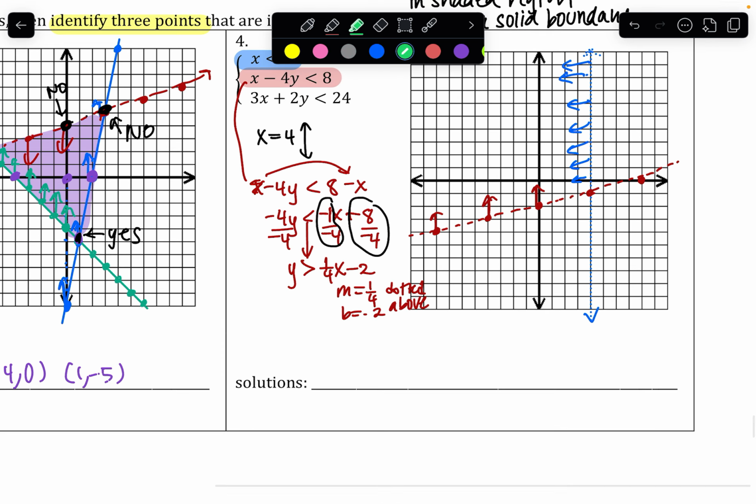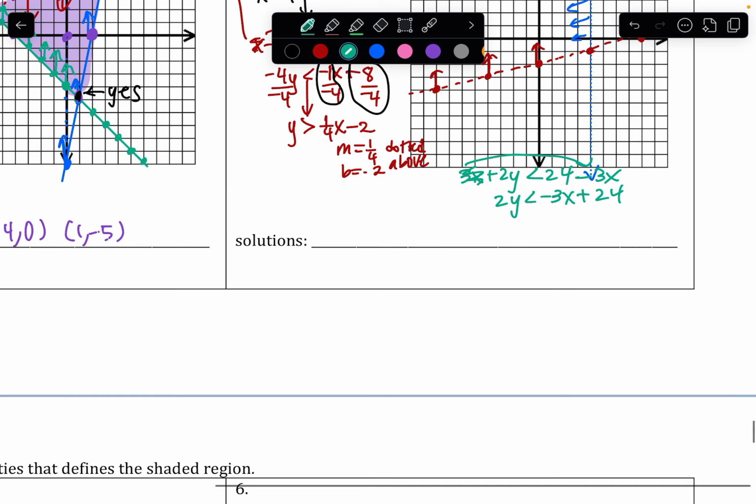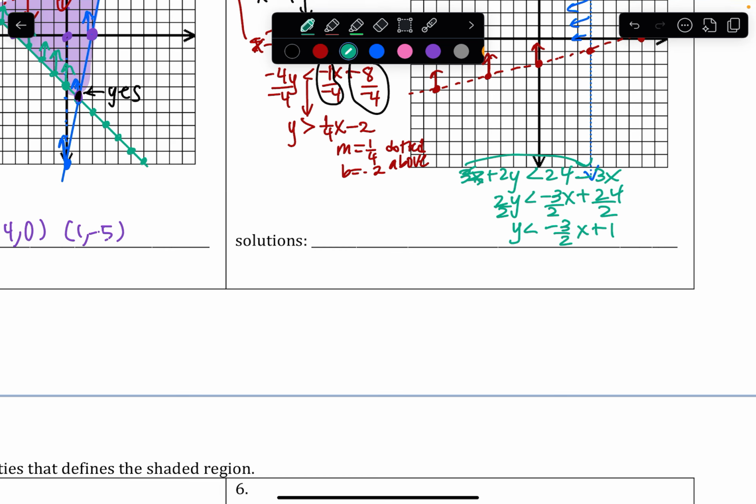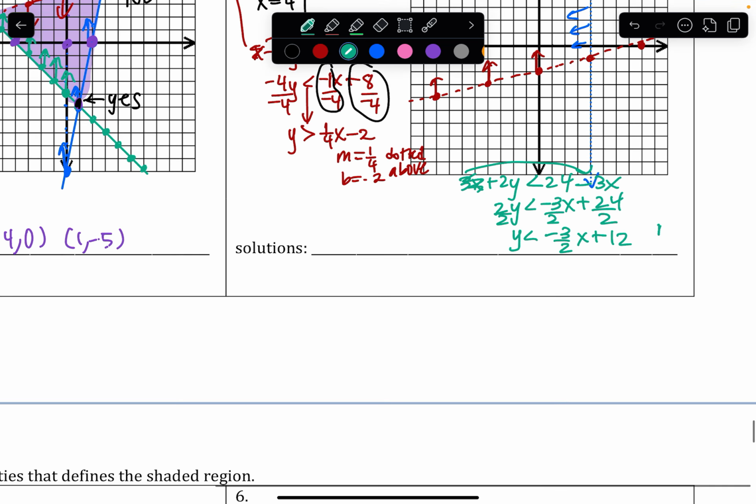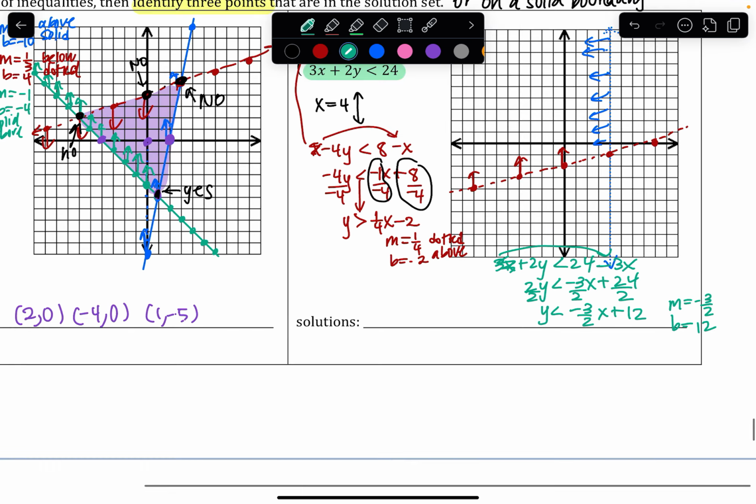And then for the last one, we have 3x plus 2y is less than 24. We need to move the x, so it's minus 3x. So 2y less than -3x, write the x term first, followed by the constant. And then we are dividing everything by 2. And so our final answer, don't flip the inequality. We divided by a positive number. Okay, and so our slope is -3/2. Our y-intercept is +12.